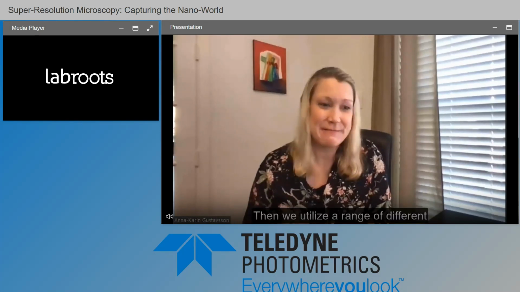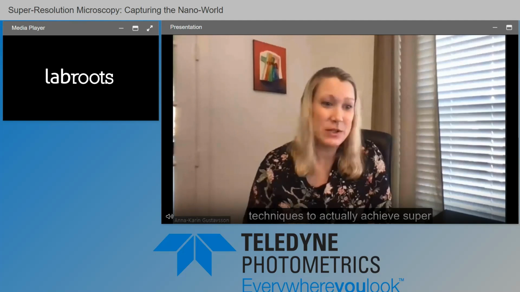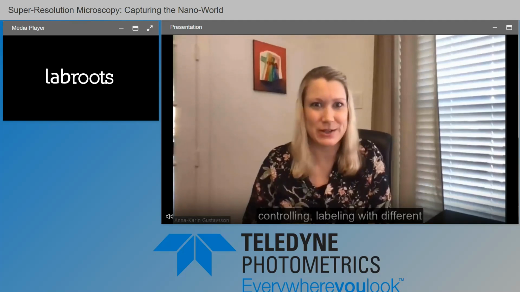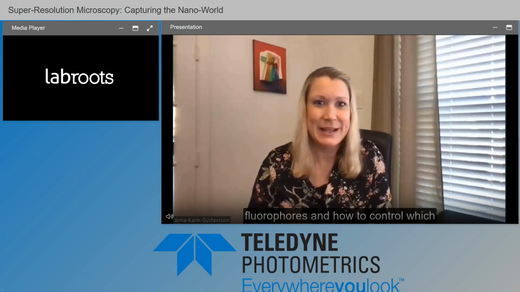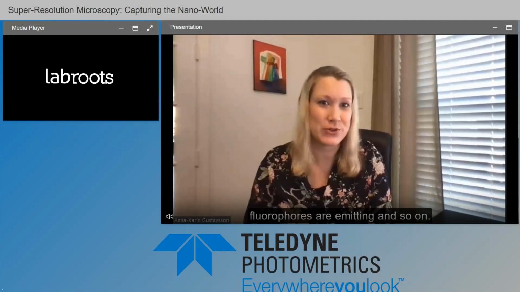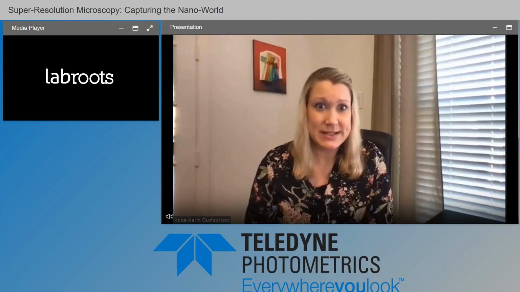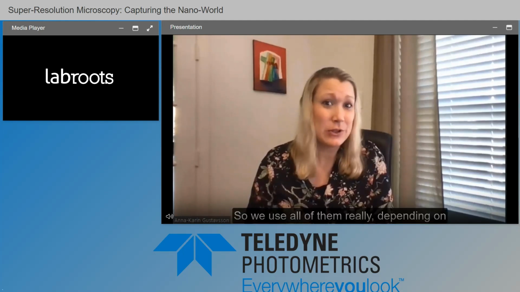And then we utilize a range of different techniques to actually achieve super-resolution when it comes to controlling labeling with different fluorophores and how to control which fluorophores are emitting and so on. Depending on what applications, these different techniques are useful for different applications. So we use all of them really, depending on what project or problem we're working on.